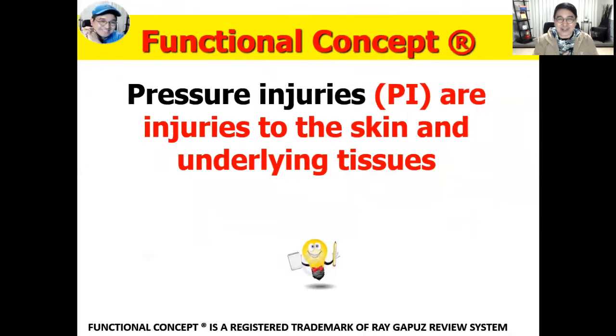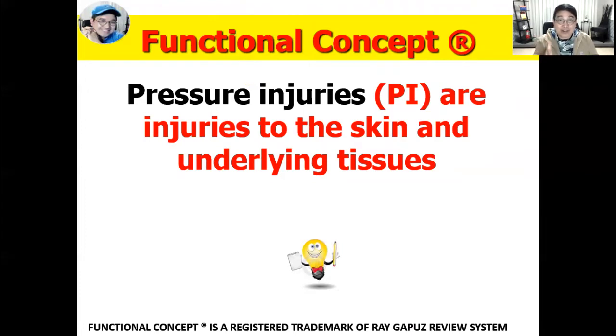So here's a functional concept. Remember, a functional concept could be a word, a sentence, a phrase, or even a paragraph that helps you deconstruct questions on the actual test. Let's begin with the first one. Pressure injuries are injuries to the skin and underlying tissues. As they say, the skin is the first line of the body's defense against infection. So broken skin, therefore, increases the risk for the client to develop infection.